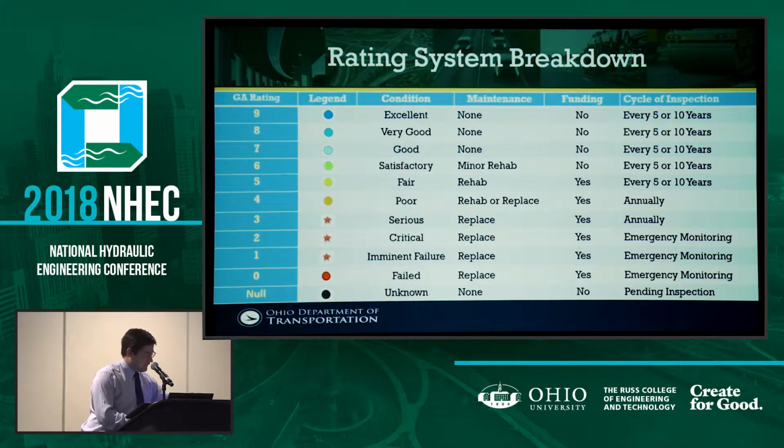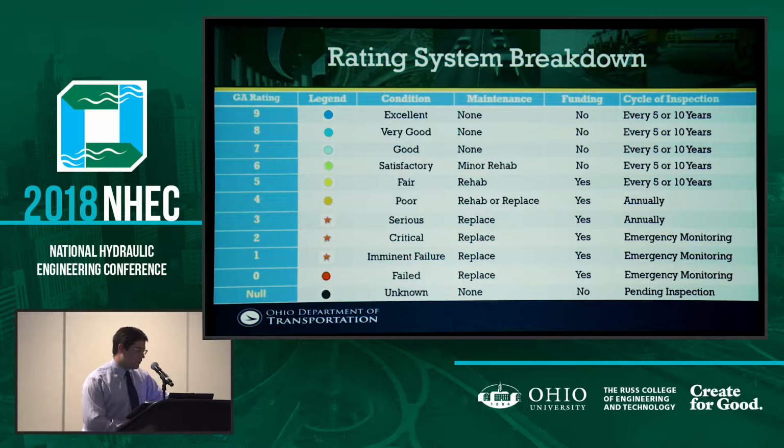But you can see the maintenance. This is just a general thing. When it gets under 4, that's when we put on an annual inspection, and an annual inspection means that the culvert's in serious condition. We're considering repairing or replacing it in the near future, hopefully. Otherwise, it's inspected in 5 or 10 years.